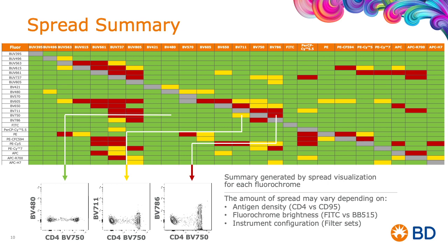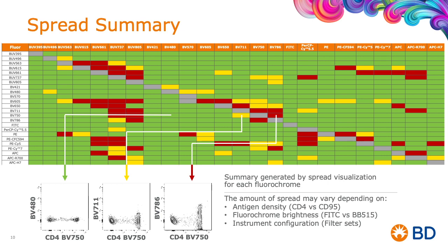The spread can be different depending on instruments, but there is also a fundamental understanding that for the same amount of spillover of one fluorochrome into another, the amount of spread may be different as a function of three factors: antigen density, whether the marker is expressed at a high level or low level; fluorochrome brightness. For the same amount of spillover, a brighter dye will introduce more spread than a dimmer dye; and instrument configuration. The filter set, for example, that you use in your instrument may have an impact on the amount of spread.